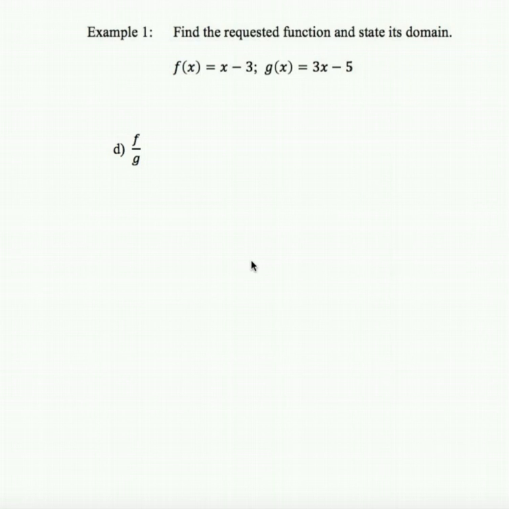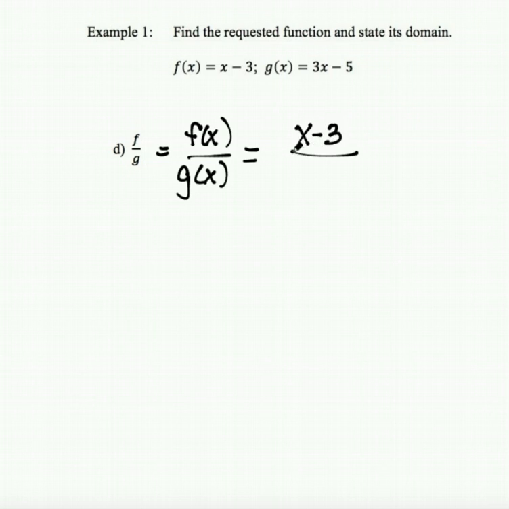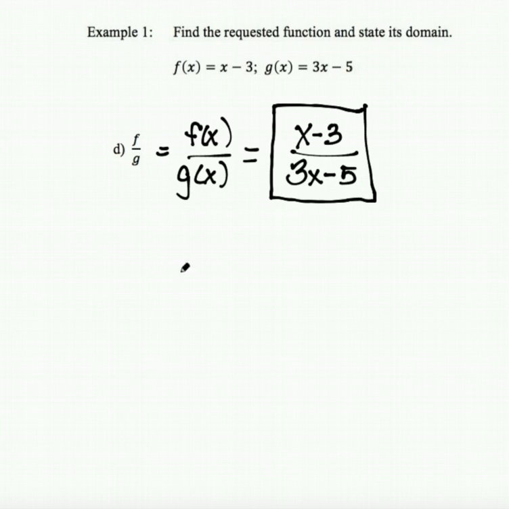Part D, f divided by g. So I'm going to take my function f of x and divide by my function g of x. That's going to leave me with x minus 3 in the numerator and 3x minus 5 in the denominator. And it's as easy as that. There's no simplifying in this. Nothing simplifies. So my answer is simply x minus 3 divided by 3x minus 5.